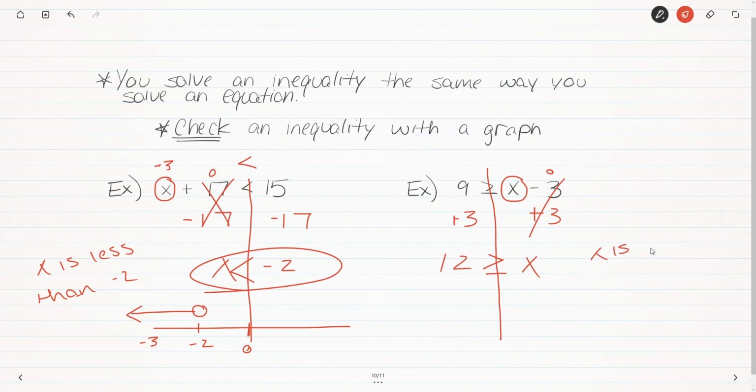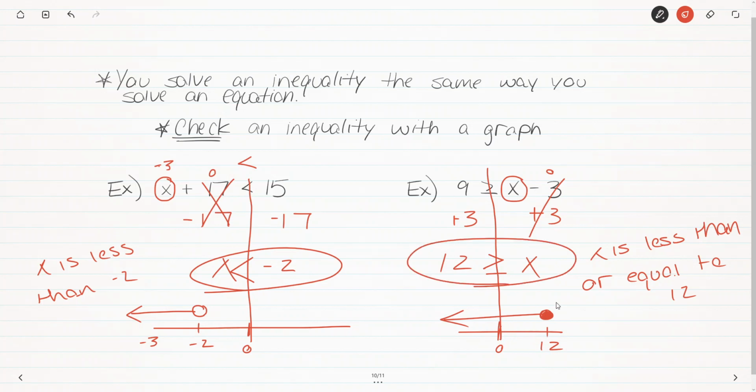X is less than, because remember you have to read this one backwards, or equal to 12. And I'm going to graph it. There would be 0. 12 would be up here. It's included, so I have a closed in circle. It can be equal to 12, which is why it's closed in. And then x is less than, so it has to go left. So think it crosses over 0. Is 0 less than 12? It is. So I know that my solution here with x is less than or equal to 12 is correct.